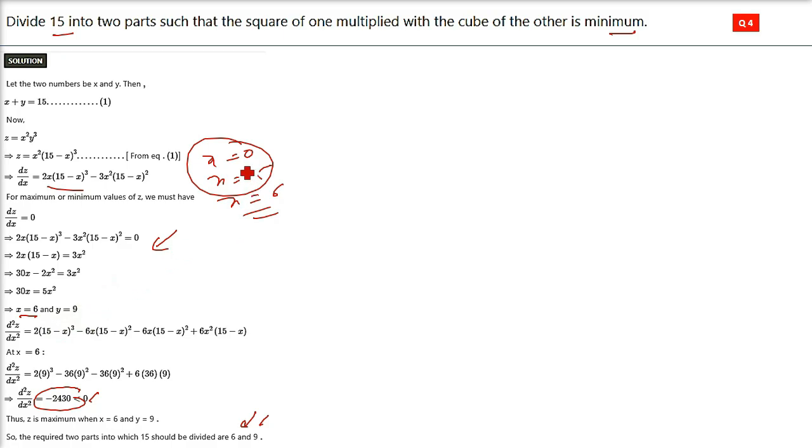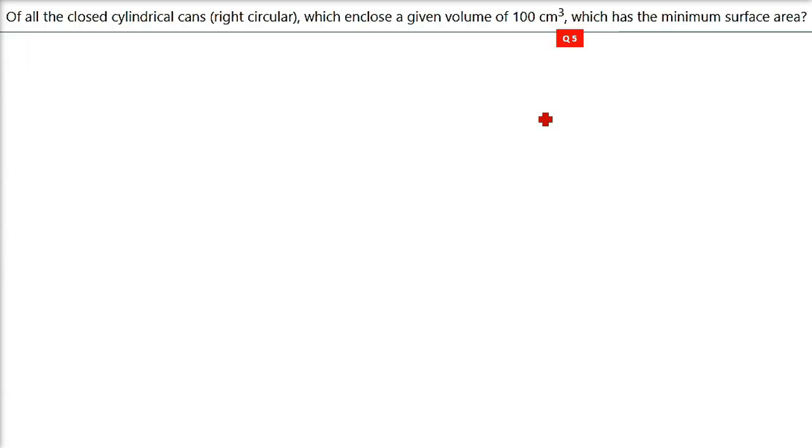I hope the first question was like that, the fourth question is like that, and other questions will be like that. But our idea should be simply straight, differentiate, double differentiate, and then just find out the value.